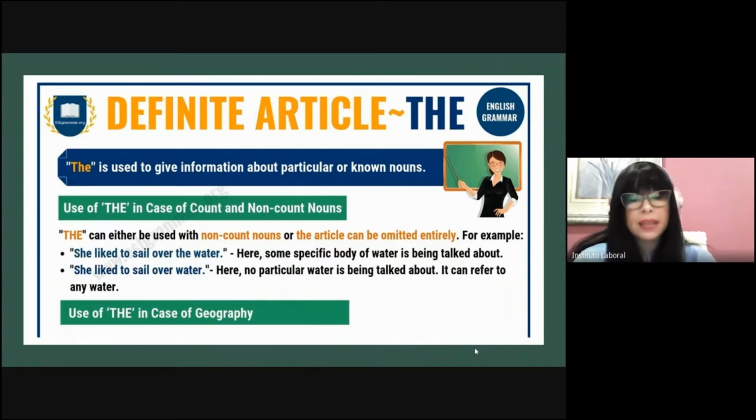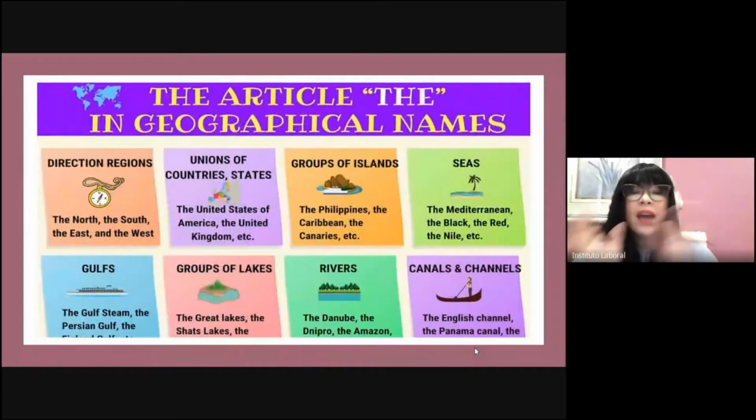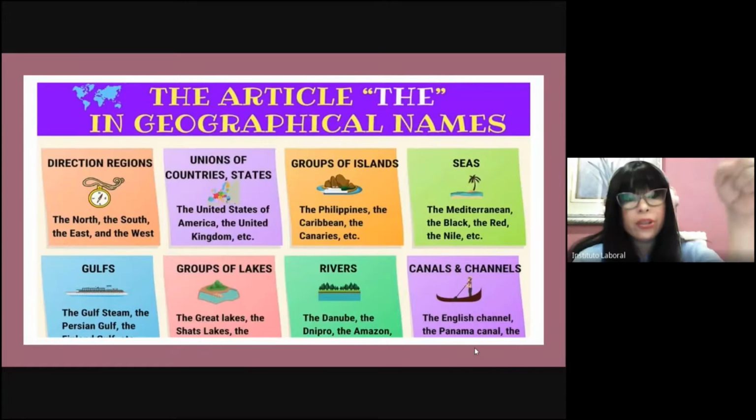The use of the in the case of geography. Yes, we use the article the when we talk about geographical areas, like the Panama Canal, the Philippines, the Netherlands. The article the is used in many geographical names. For example, when you talk about the direction of a region, the north, the south, the east, and the west. Yes, these nouns contain the article: the north, the south, the east, and the west.